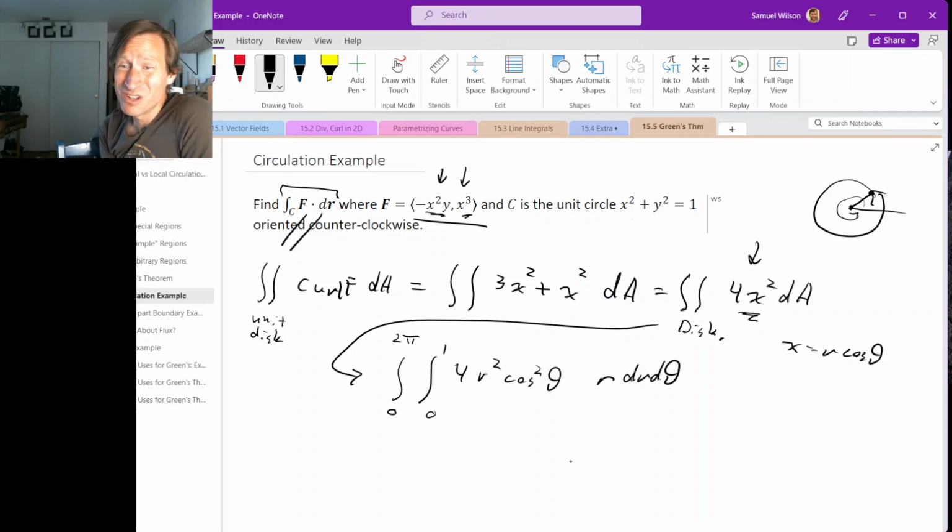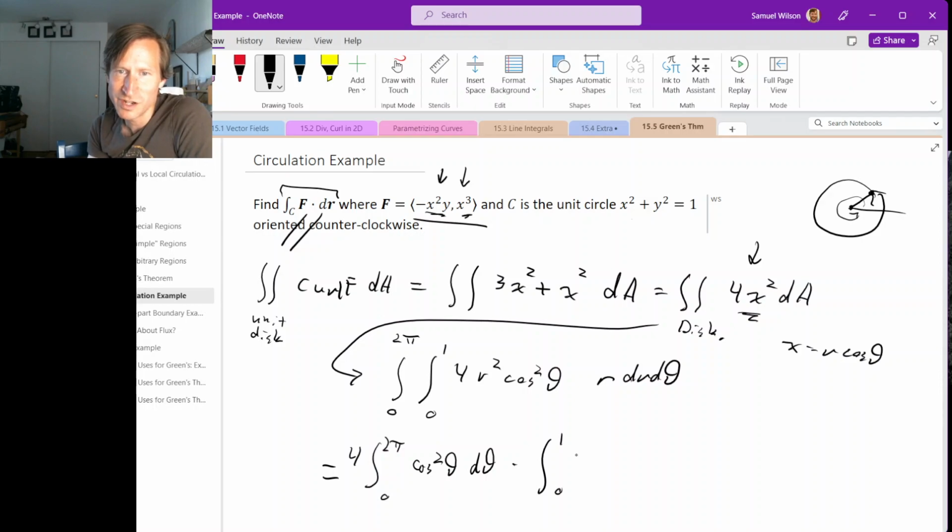And this integral is eminently doable. This one is pretty straightforward. Our bounds are all constants, and our integrand is a product of a function of r and a function of theta, so we can separate this integral into, move that 4 all the way outside, the integral from 0 to 2 pi of cosine squared theta d theta, and then times our r integral, which is the integral from 0 to 1 of, looks like we have r cubed total, dr.